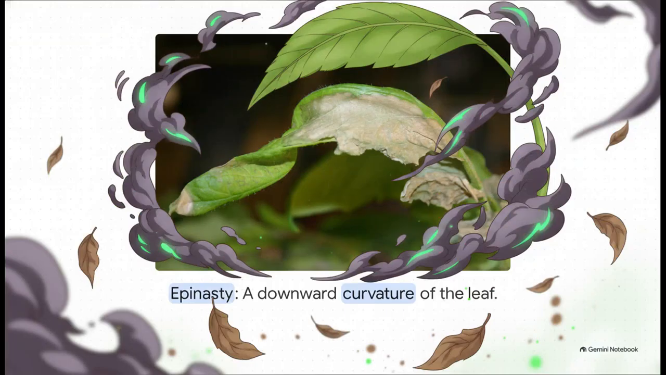Another wildly fascinating, though completely destructive symptom is epinasty. This shows up as a pronounced downward curvature of the leaf. This curling happens because pollutants cause an irregular, accelerated growth rate on the upper surface compared to the bottom, physically warping the entire structure. Alongside epinasty, severely stressed plants might also suffer from abscission. That's a fancy term for the premature dropping of their leaves entirely.